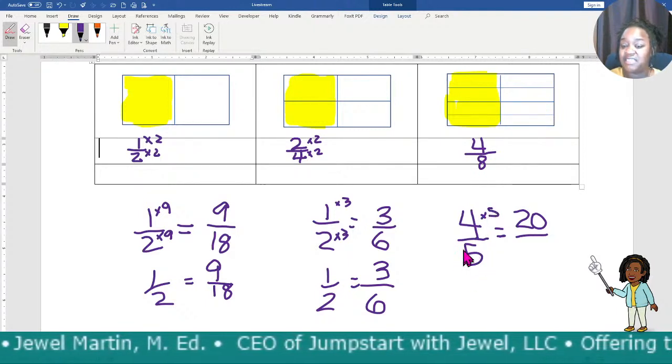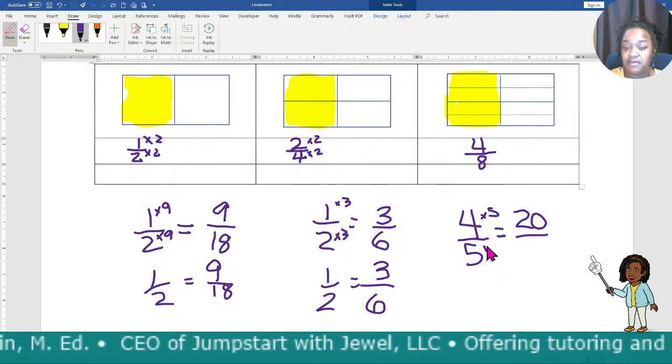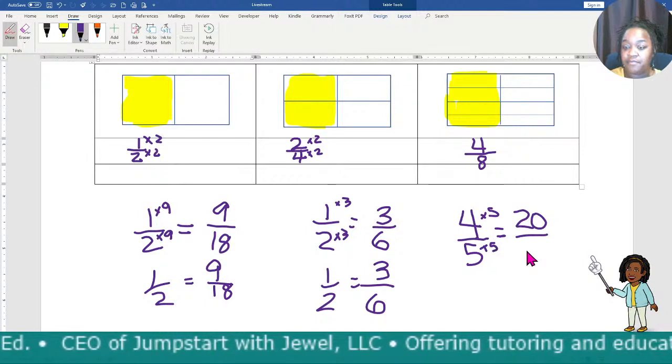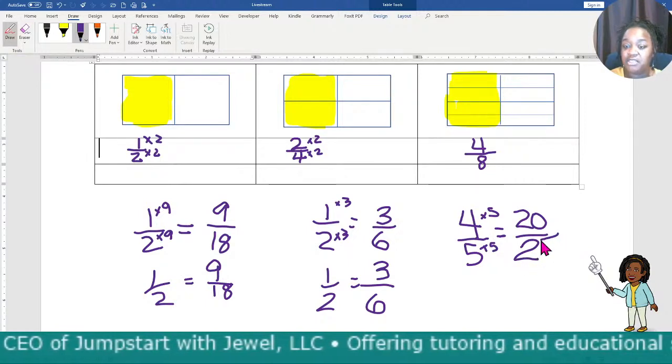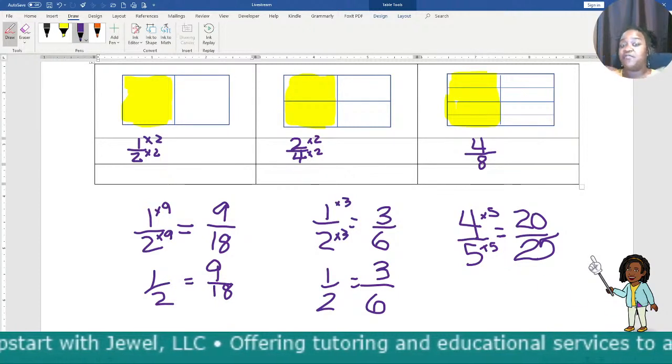So you take the 5 that's in the denominator and multiply it by 5, and you get 25. And these are equivalent fractions.